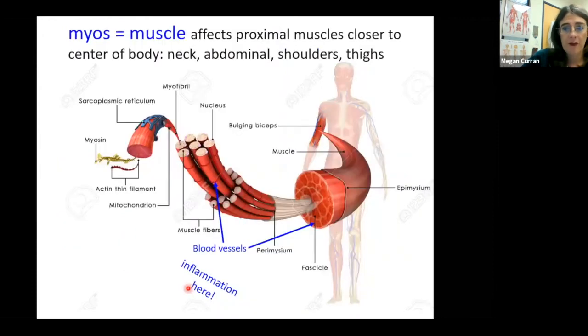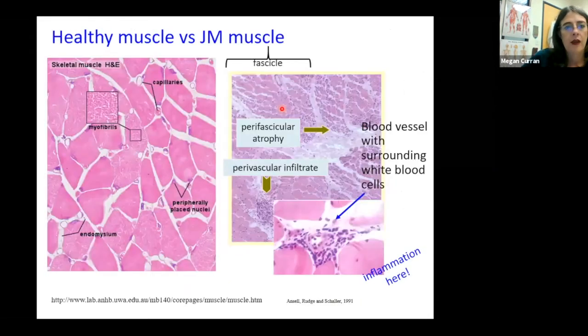So that's the dermato part. Now the myo part, the muscle. So muscles are affected because blood vessels that feed the muscles get inflamed and irritated, and they let out white blood cells that then attack the fibers of the muscle. So in polymyositis and dermatomyositis, it affects what we call proximal muscles, meaning these are closer to the center of the body, like the neck, the abs, the shoulders, and the thighs.